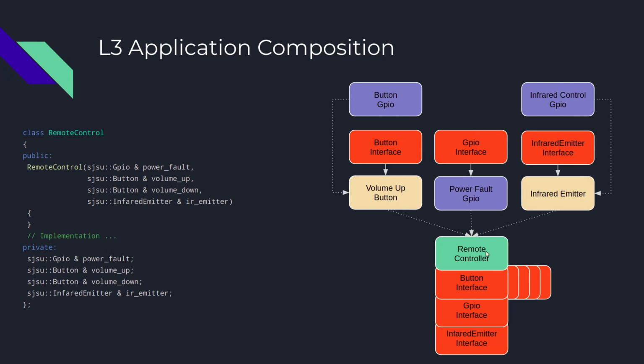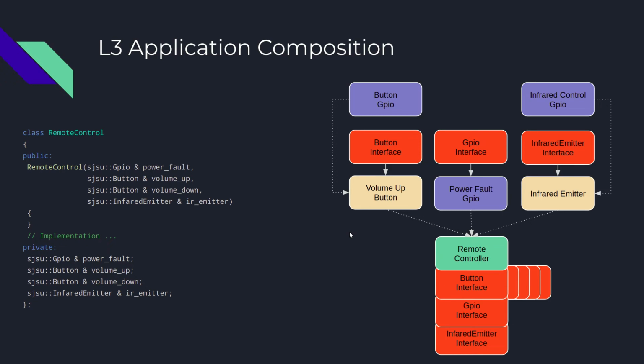Below here, we now have a remote controller, and it has a set of local variables: one GPIO interface for the power fault, and one infrared emitter interface used for emitting the data over to the TV of sorts. Then we have a button interface, and I have this looking like an array. The idea is that you have multiple button interfaces, one for each button that you'd like to take care of in order to build up your remote controller. And that is pretty much the composition and architecture of SJDev2.